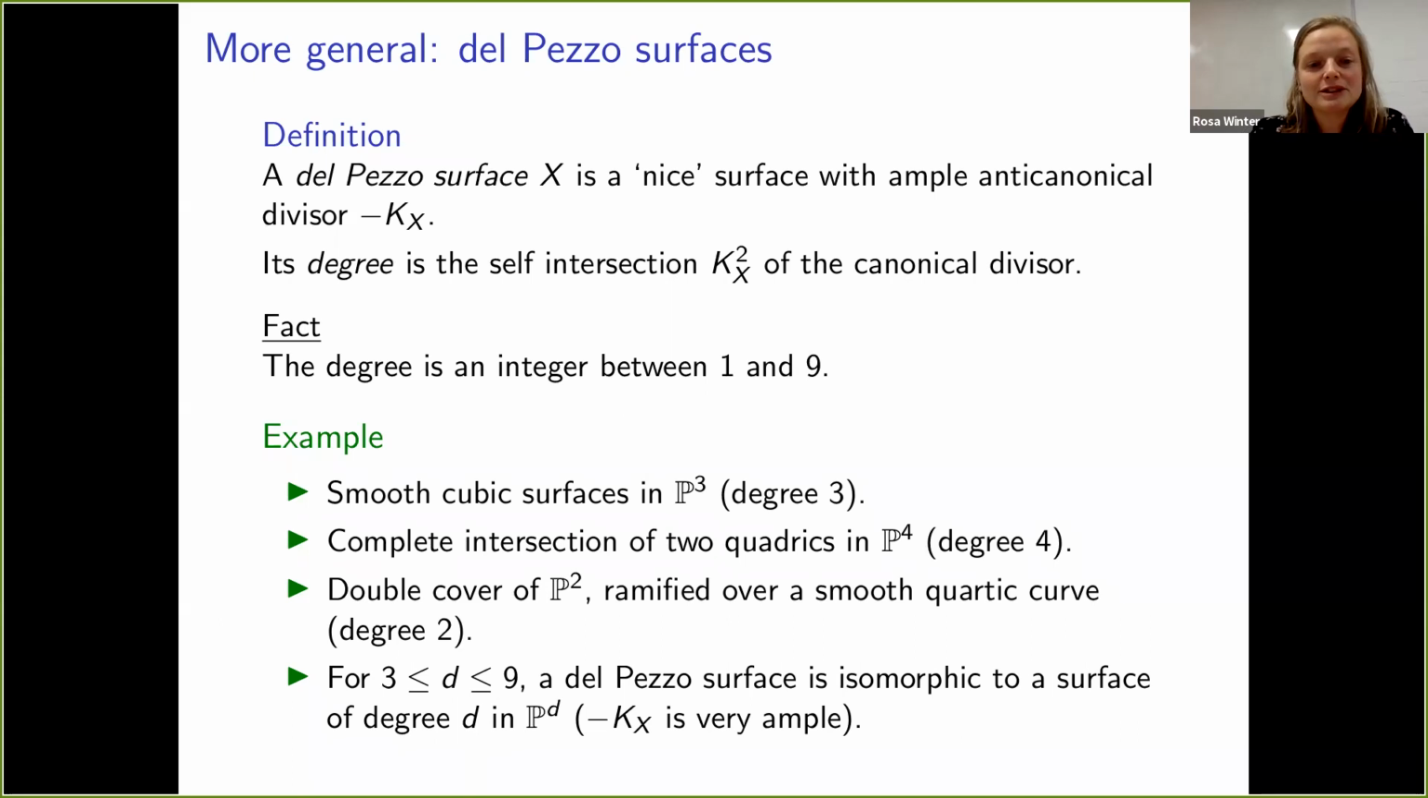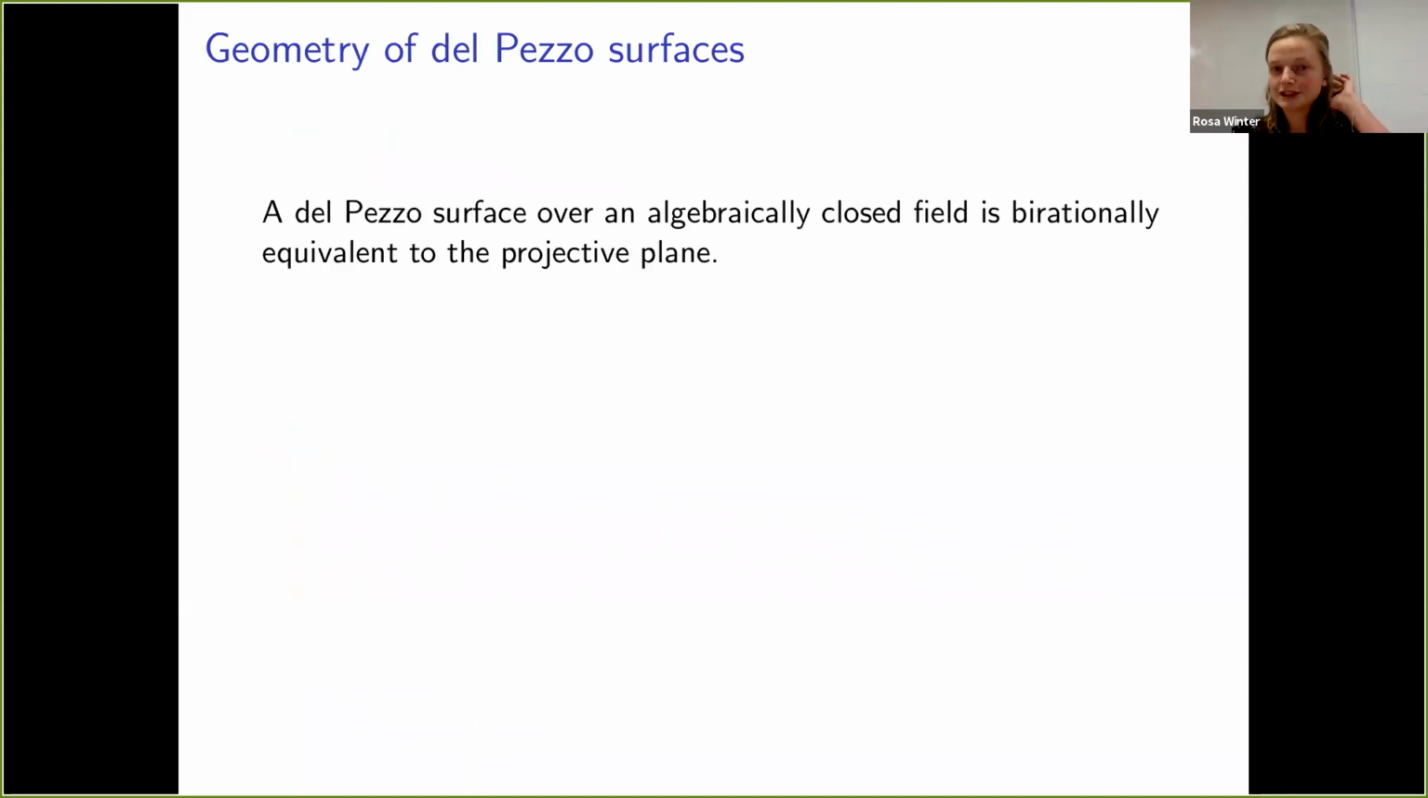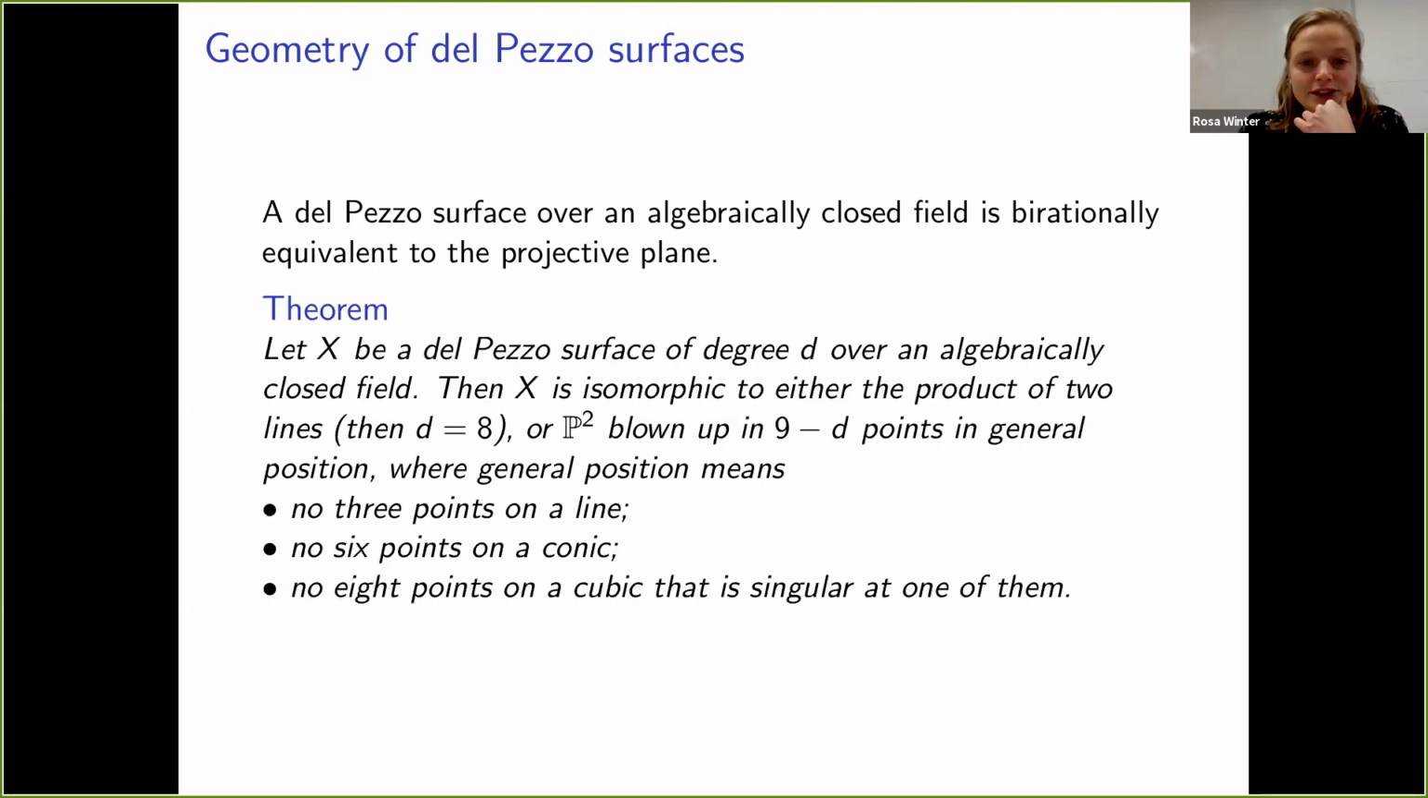Okay, so these are the del Pezzo surfaces. Well, what can we say about their geometry? Over an algebraically closed field, the del Pezzo surfaces are rationally equivalent to the projective plane in the following sense. If we have a del Pezzo surface of degree D over an algebraically closed field, then it is isomorphic to either the product of 2 lines. This only happens for degree 8.